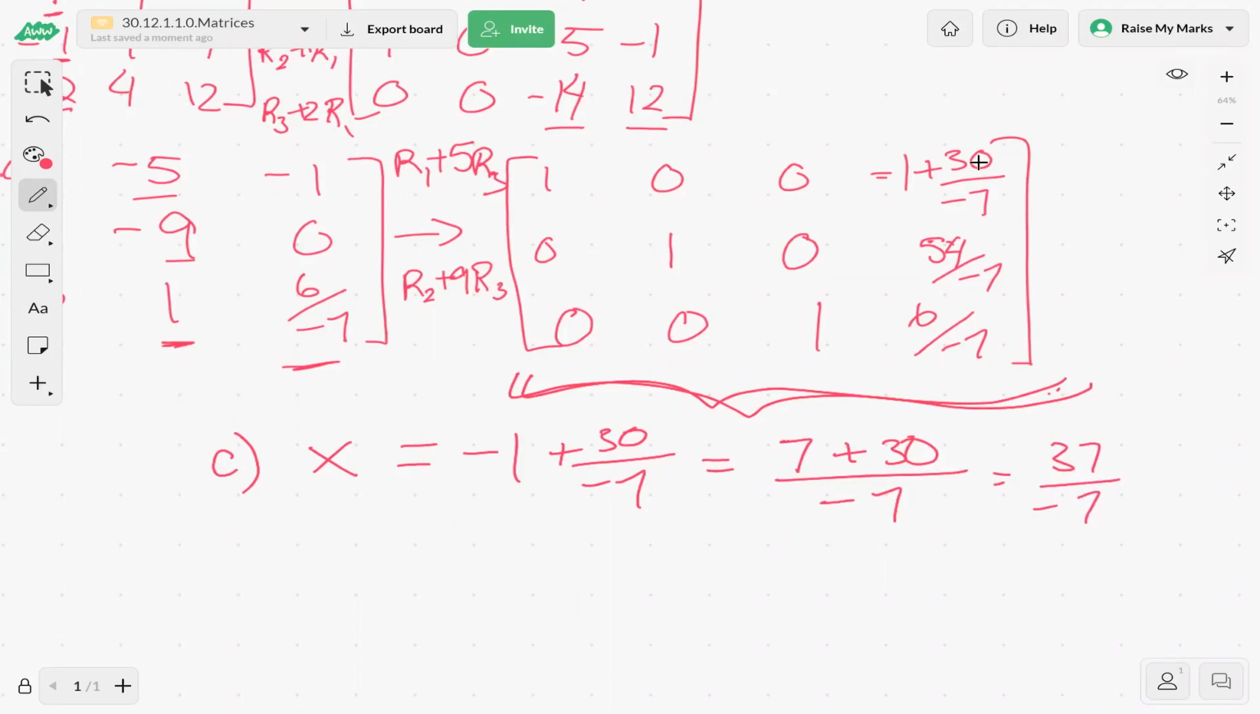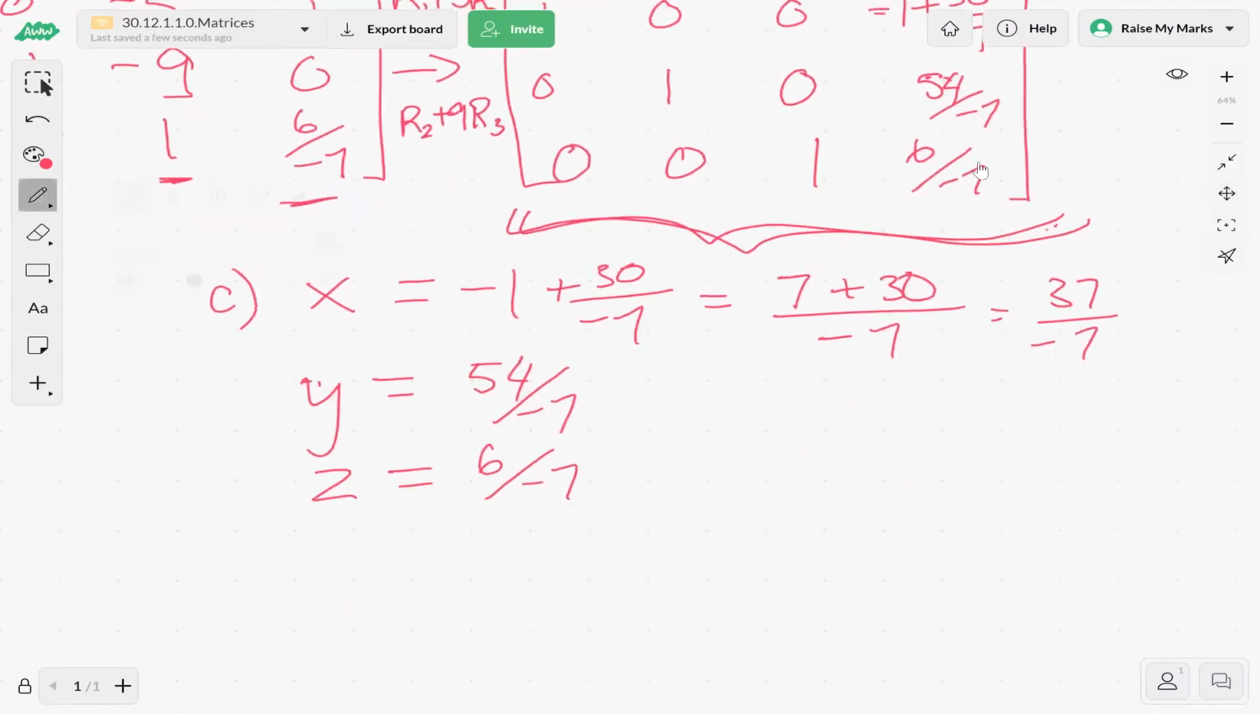Second row, second column represents the y variable. In the second row, we have the equation y equals 54 over -7. Third row represents a third equation. Third column represents variable z. z equals 6 over -7. Good. So it looks like this final linear system, or system of equations that's equivalent to the original, is our solution. So what is our solution?